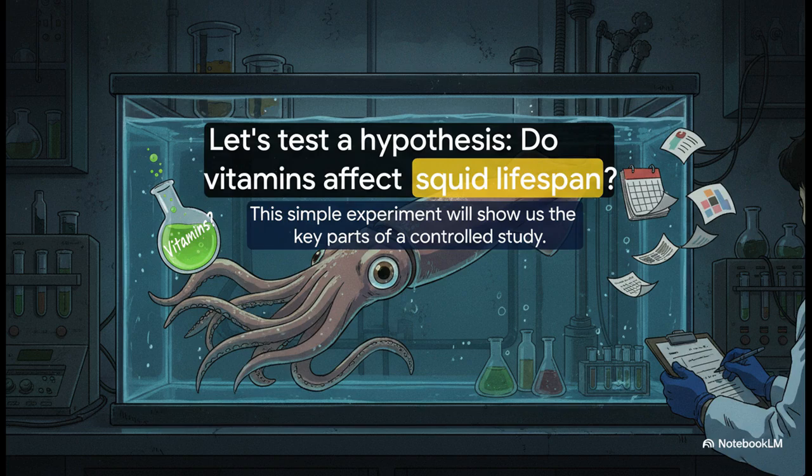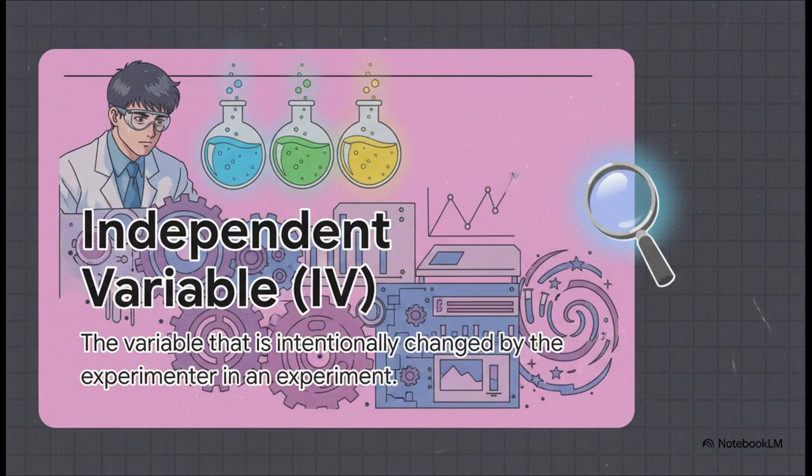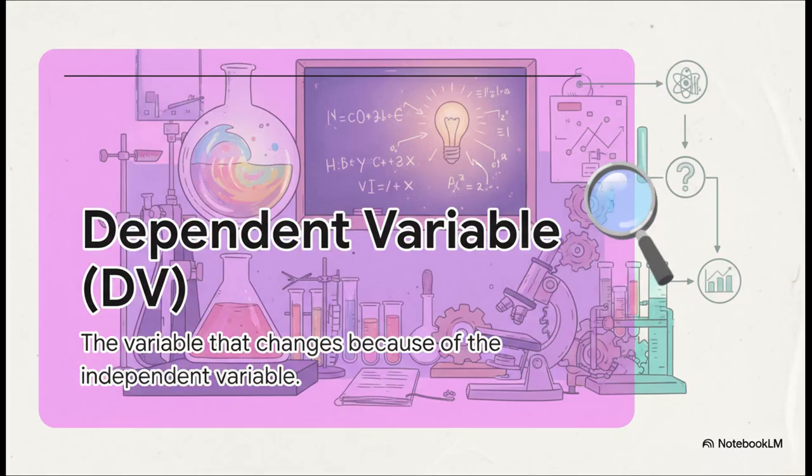Yeah, I know it sounds a little silly, but it's actually a perfect way to understand the most critical parts of any experiment. First thing we need is an independent variable. This is the one and only thing that I, the scientist, am going to intentionally change. See that? I change the I-independent variable. So for our experiment, the independent variable is the vitamins. One group of squid gets them, one group doesn't.